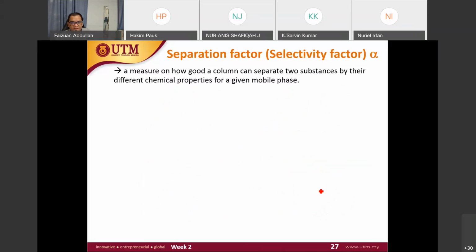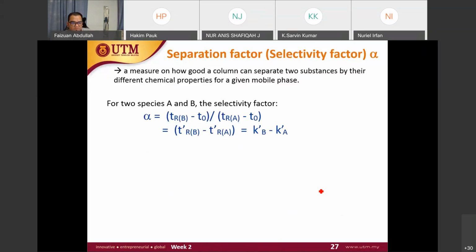So what is the separation factor, or selectivity factor, alpha? A measure of how well a column can separate two substances by their different chemical properties for a given mobile phase. For two species A and B, the selectivity factor alpha is equal to t_R B minus t naught divided by t_R A minus t naught, or equal to t' R B over t' R A, or equal to k' B over k' A.